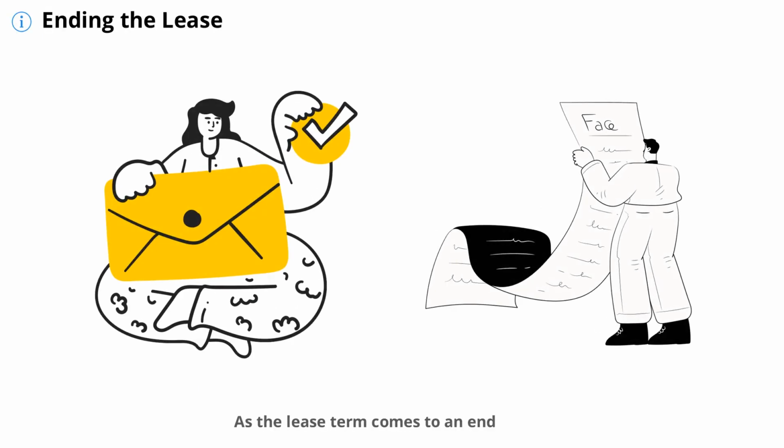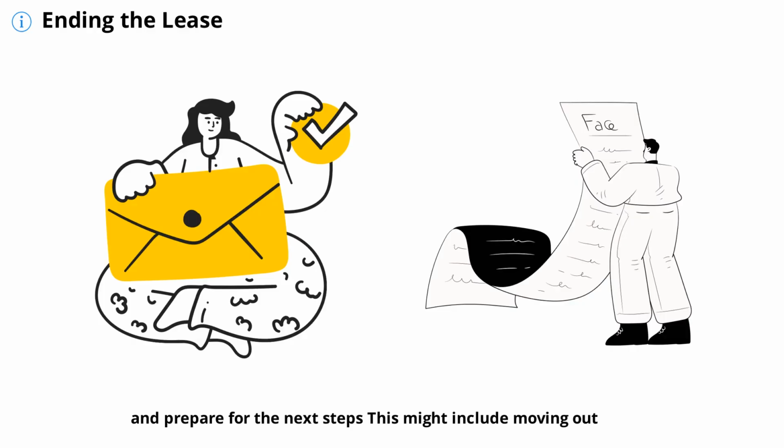As the lease term comes to an end, both parties should review the agreement and prepare for the next steps. This might include moving out, renewing the lease, or transitioning to a month-to-month arrangement. Make sure to give proper notice and follow any move-out procedures outlined in the lease.